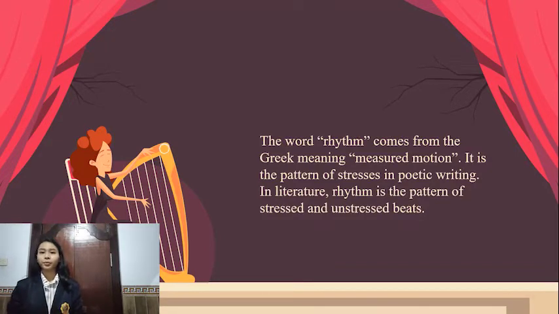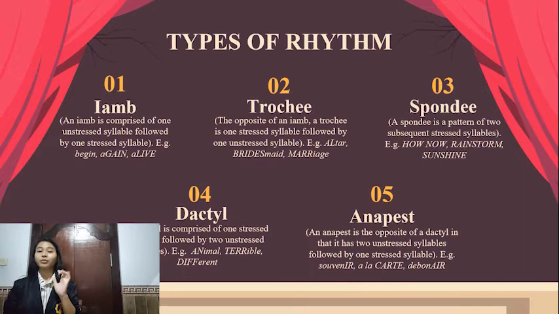The rhythm of a poem can be analyzed through the number of lines in a verse, the number of syllables in the line, and also the arrangement of syllables based on whether they are long or short, and then accented or unaccented. There are 5 types of rhythm. The first is iamb. An iamb is comprised of one unstressed syllable followed by one stressed syllable. For example, begin, again, and alive.